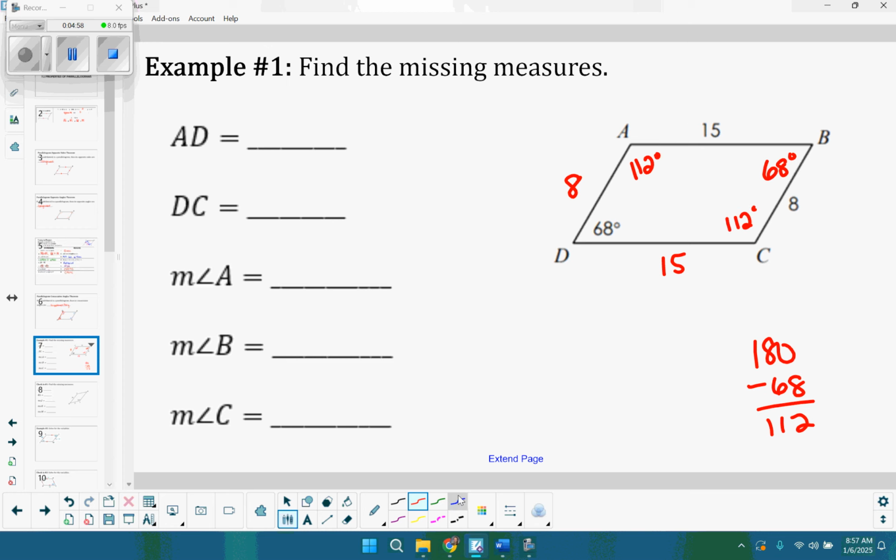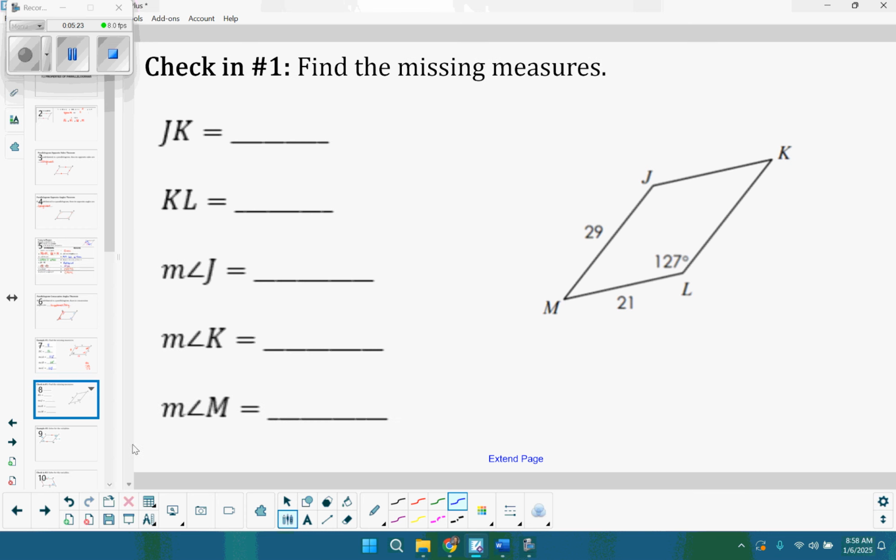Now let's answer these. So AD was 8. DC was 15. The measure of angle A was 112 degrees. The measure of angle B was 68 degrees. And the measure of angle C was 112 degrees.